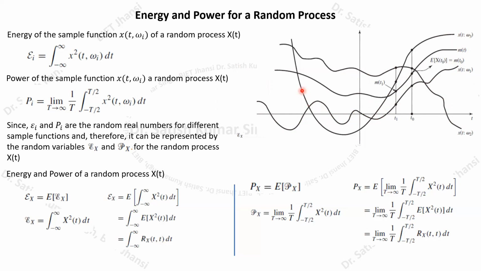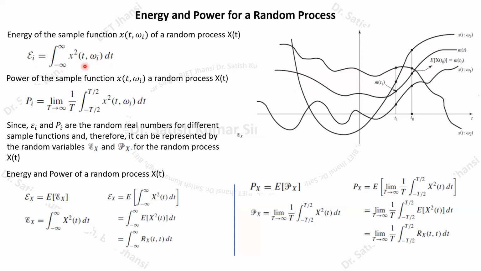In a similar fashion, the way we calculated the energy for deterministic signals, we can calculate the energy for the random process also. Here it is epsilon i, and again we have to substitute for the random process samples. So remember, a sample function has to be substituted.